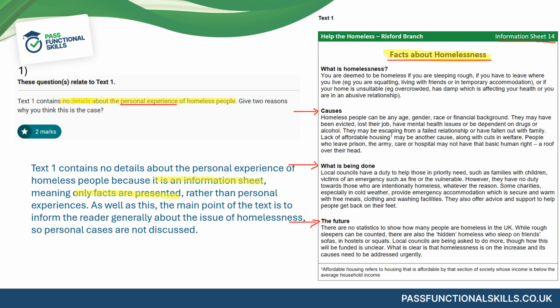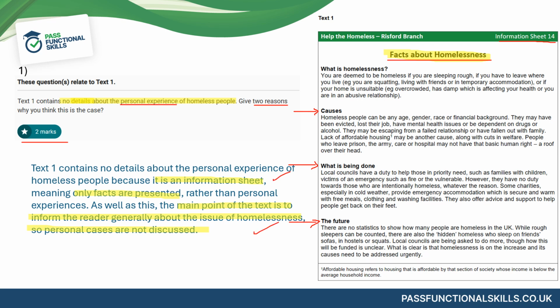And we can see that the student has put that for their second reason. So they've said the main point of the text is to inform the reader generally about the issue of homelessness, so personal cases are not discussed. So they've given 2 really well explained reasons there. Remember to read that question. We've got 2 marks and we need to give 2 reasons. So they've done that really well.